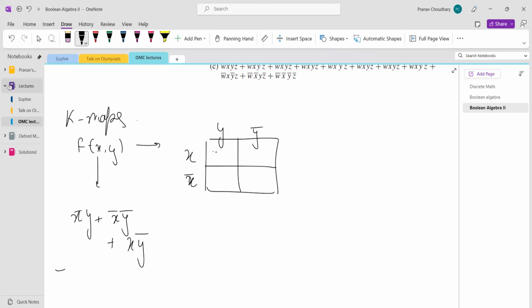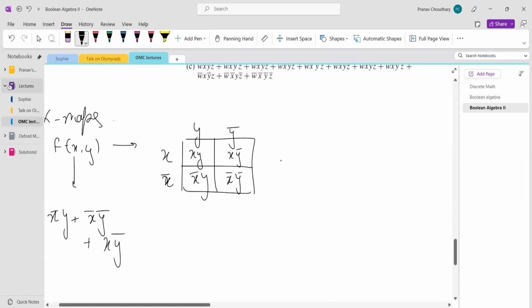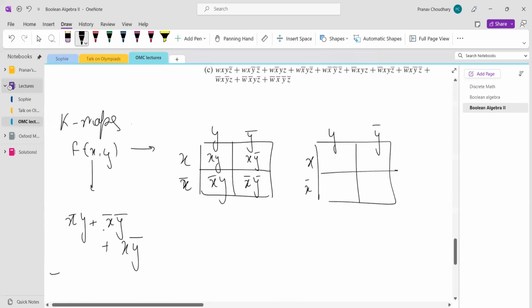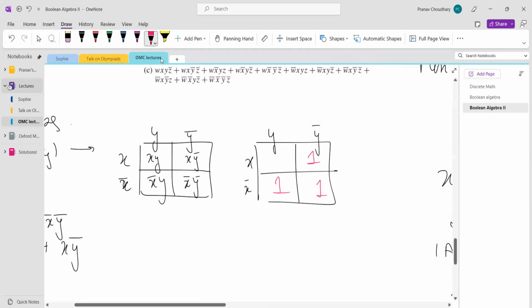Then these squares represent the terms xy, xy conjugate, x conjugate y conjugate, and x conjugate y. Basically, the product you take in each cell. And you write 1 whenever that term occurs in the expression of the function. So does xy occur? No. Does xy conjugate occur? Yes. So I write 1 here, and for the other terms as well. Now, what I would want to do is, whenever a row or column is filled, or basically I just want adjacent things, I circle out those things.